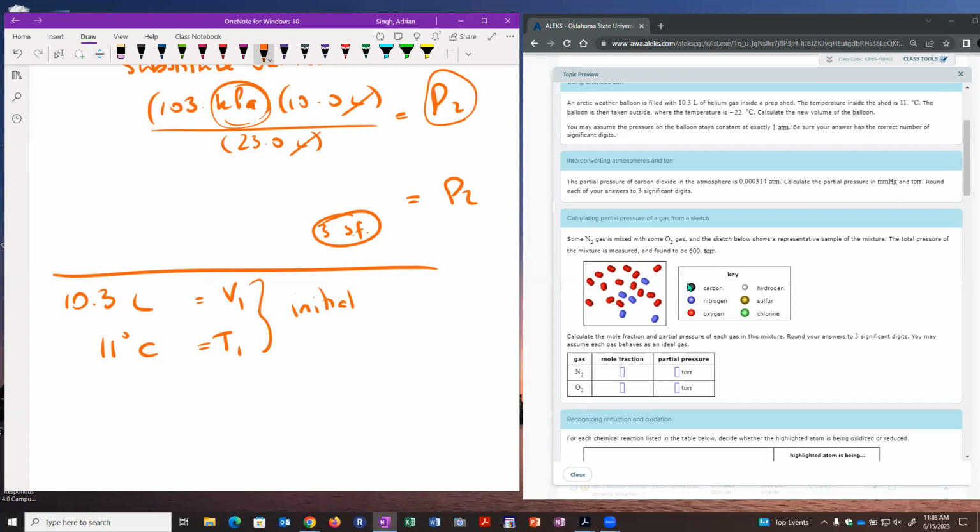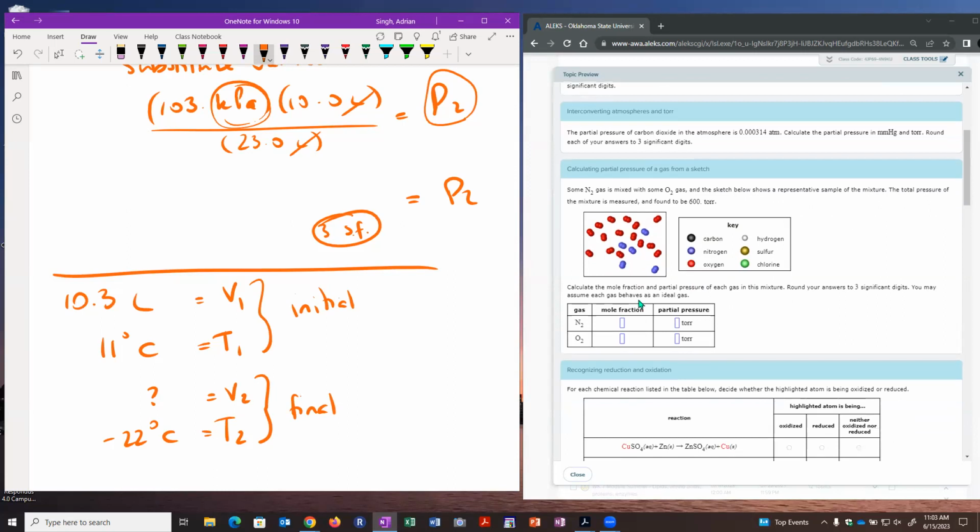And then the balloon is taken outside where the temperature now is negative 22 degrees C. And we need to calculate the new volume, which would be V2 of the balloon. So these are our final conditions. And then we're also told here that we can assume the pressure is staying constant. So P doesn't change. And then because the gas is in the balloon, the amount of the gas doesn't change as well. So we're looking here at just the VT relationship.